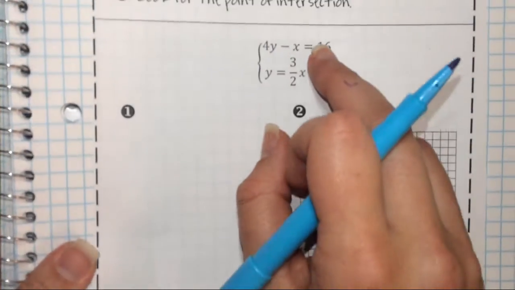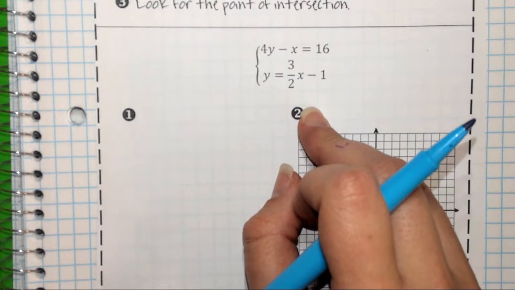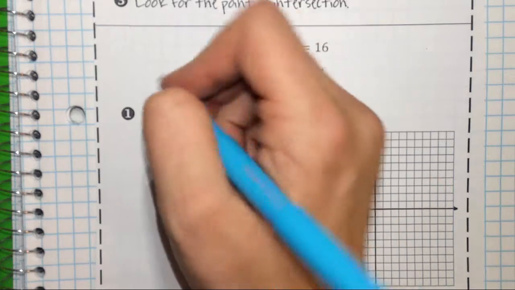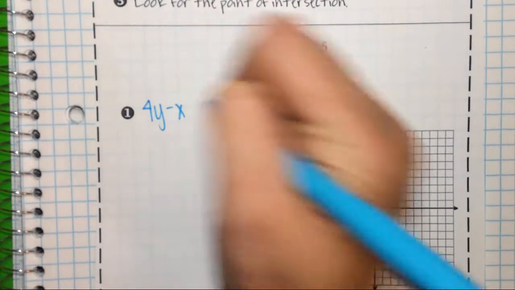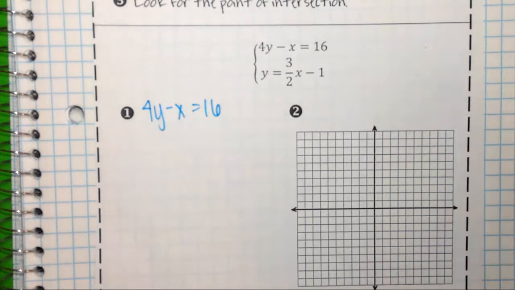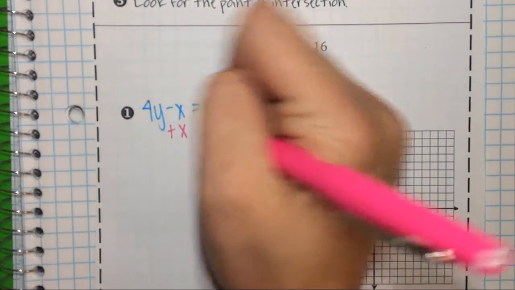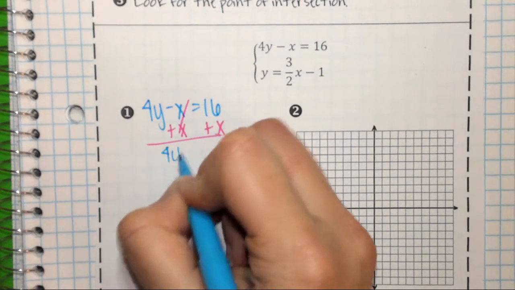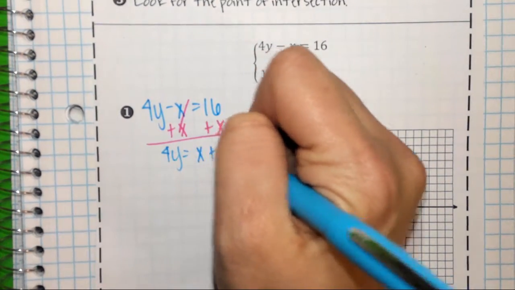Now, on our example here, are both of these solved for y, or is only one of them solved for y? So what are we going to do with this top one? All right, so let's rewrite it over here. 4y minus x equals 16. So what do we do first to solve it for y? Add x. Good. Take a point. And then we get 4y equals x plus 16.